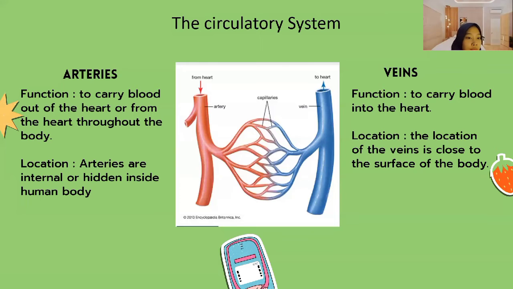Two, veins carry oxygen-poor blood from the various parts of the body back to the heart. They get larger and larger as they get closer to the heart. Function: to carry blood into the heart. Location: the veins are close to the surface of the body.